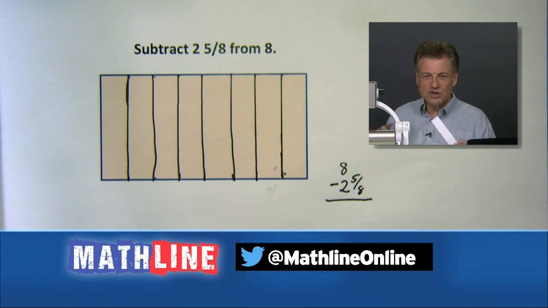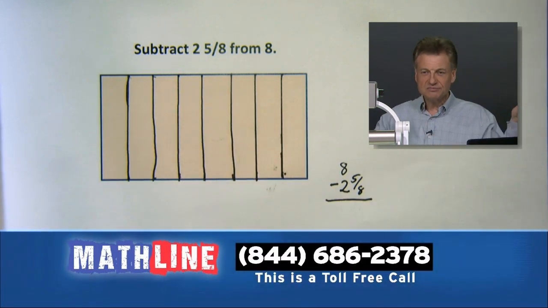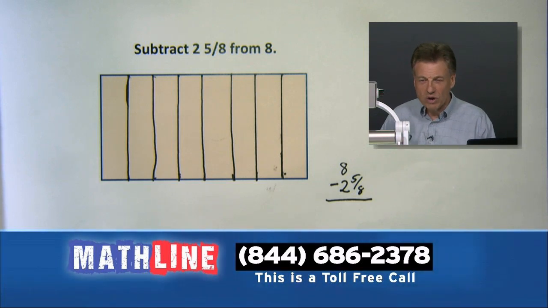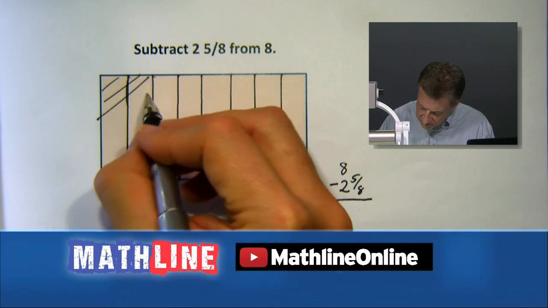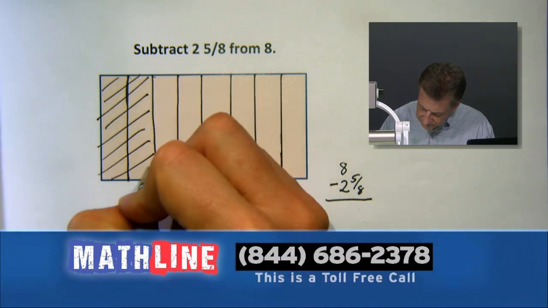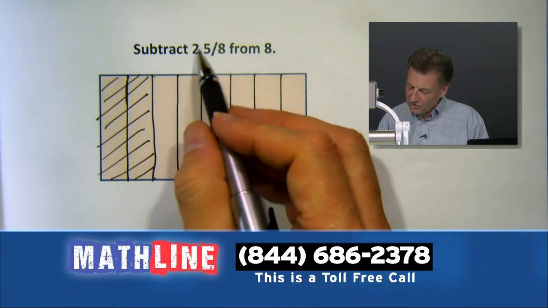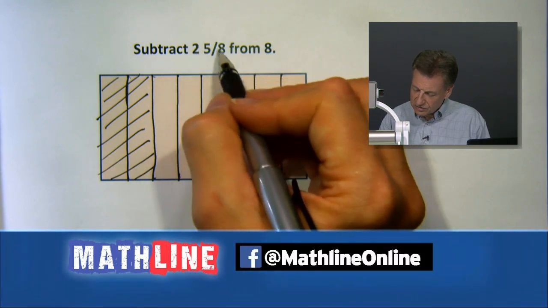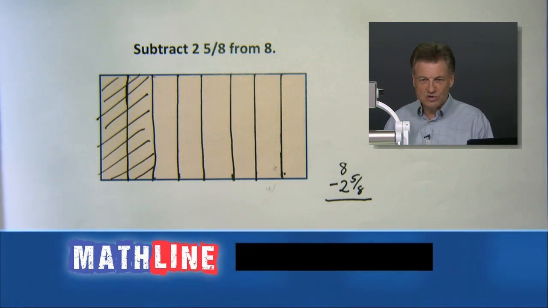So here's what we're going to do. We've got 1, 2, 3, 4, 5, 6, 7, 8. Nice 8 blocks there. We want to subtract off 2. So there we go, get rid of those 2 right there. But I also want to take a little bit of one more. I don't want to take a full one. I'm already good with the 2. What I want to do here is take care of the 5/8 if I lose it also.